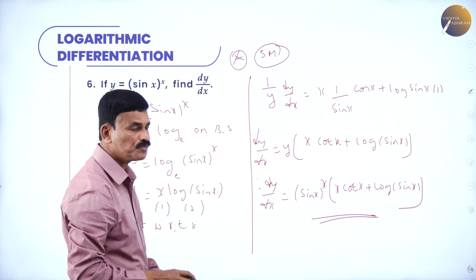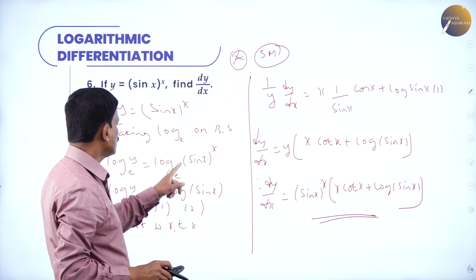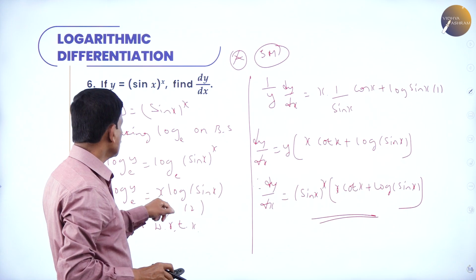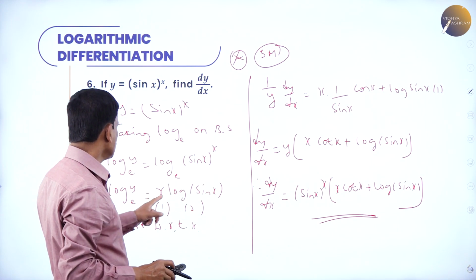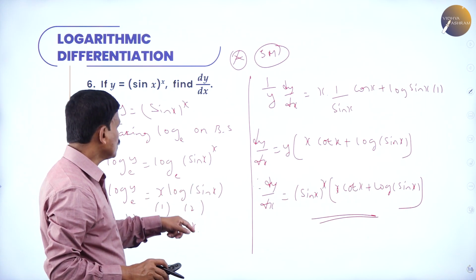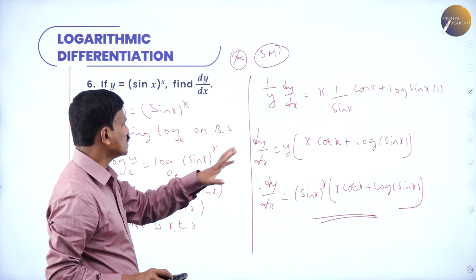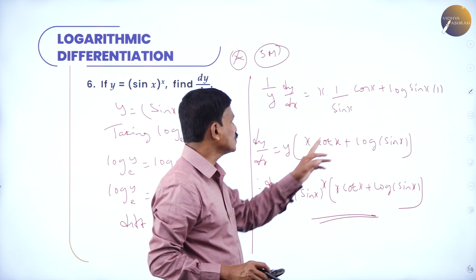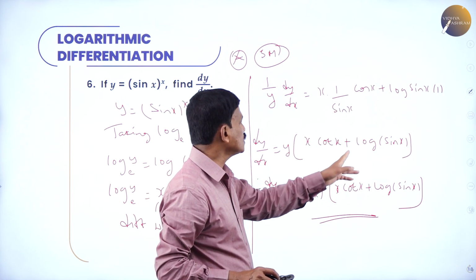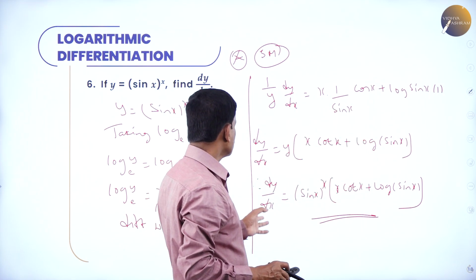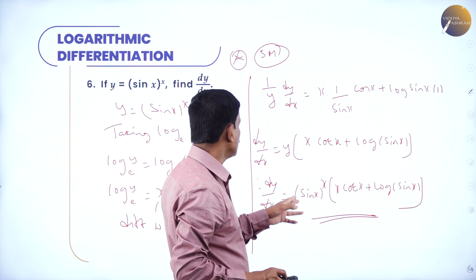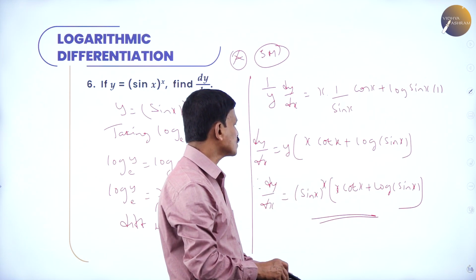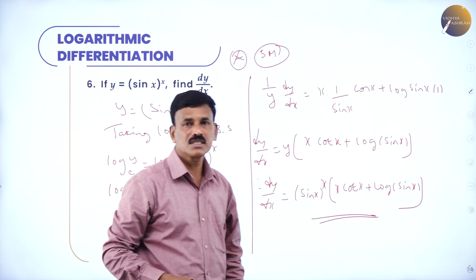That's it. See here? Just log of sin x to the power of x is x log sin x, x constant. Differentiation of log x is 1 over sin x into d by dx of sin x is cos x. Again log sin x constant, derivative of x is 1. x into cos x by sin x is cot x plus log of sin x. So therefore dy by dx is equal to y, sin x to the power of x into x cot x plus log of sin x is the required answer.